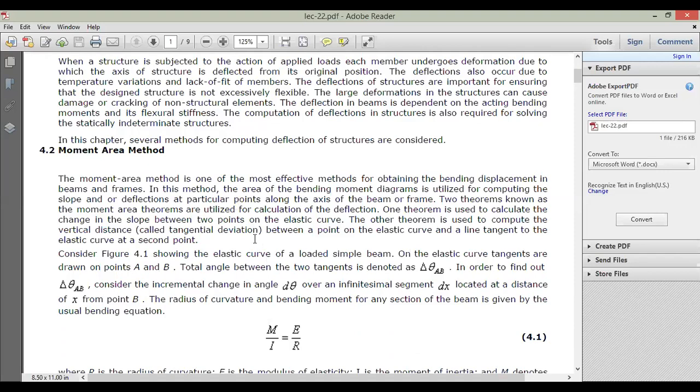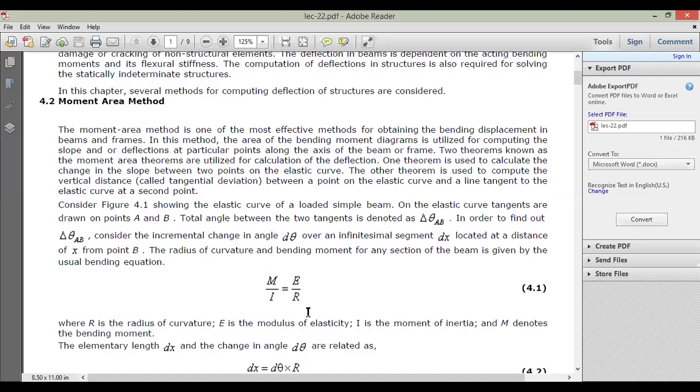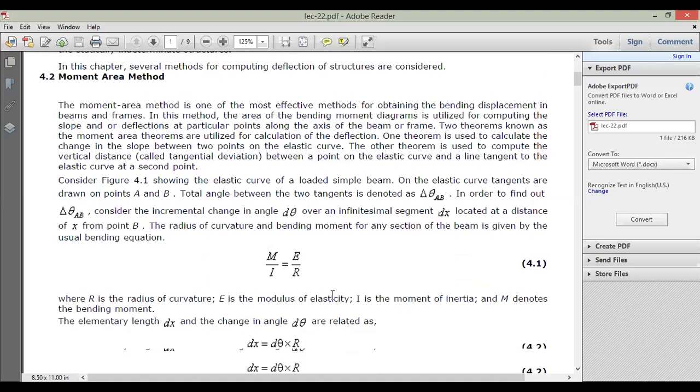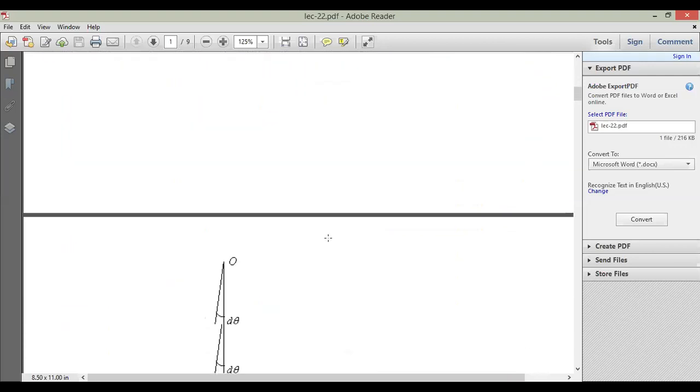This is the bending equation we have earlier studied, M by I equals E by R, where R is the radius of curvature and E is the modulus of elasticity. We have studied the bending equation many times. This time we'll be directly implementing this bending moment equation to find the area of the bending moment.